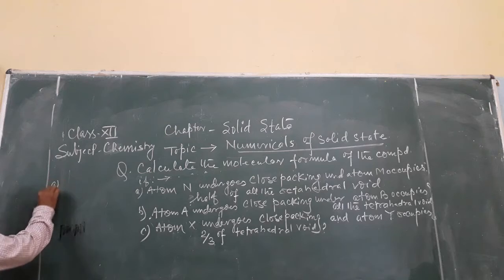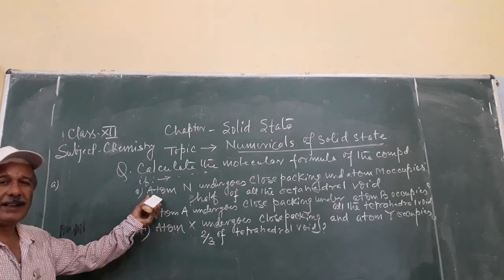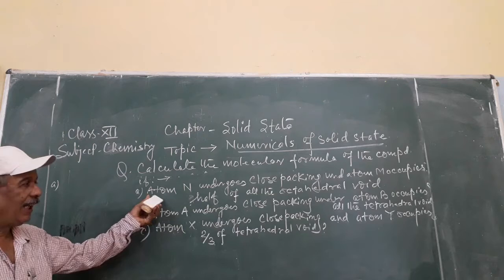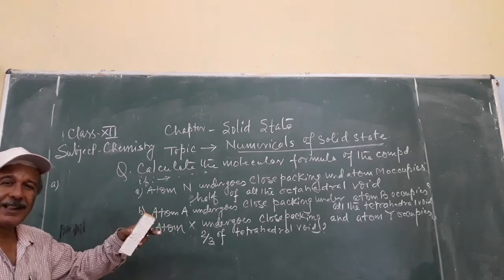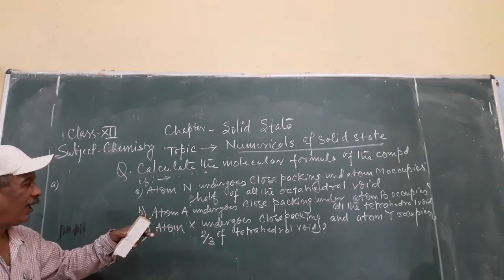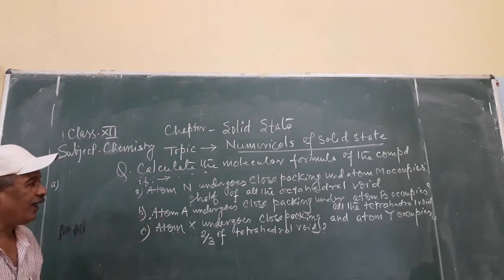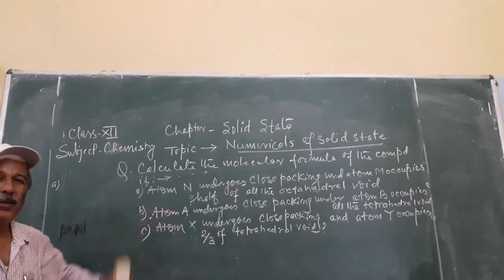Come to A. Atom N undergoes close packing. It will form voids, and in those voids, M is present. It occupies half of the octahedral void.